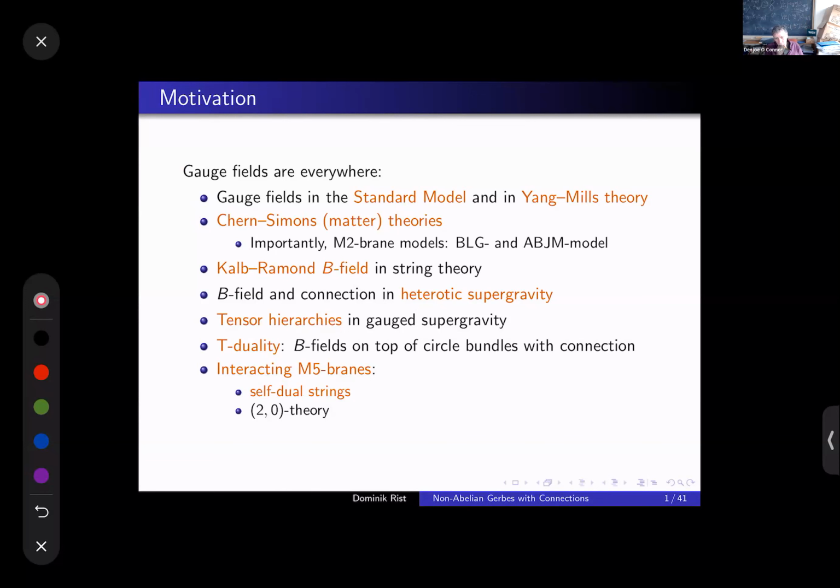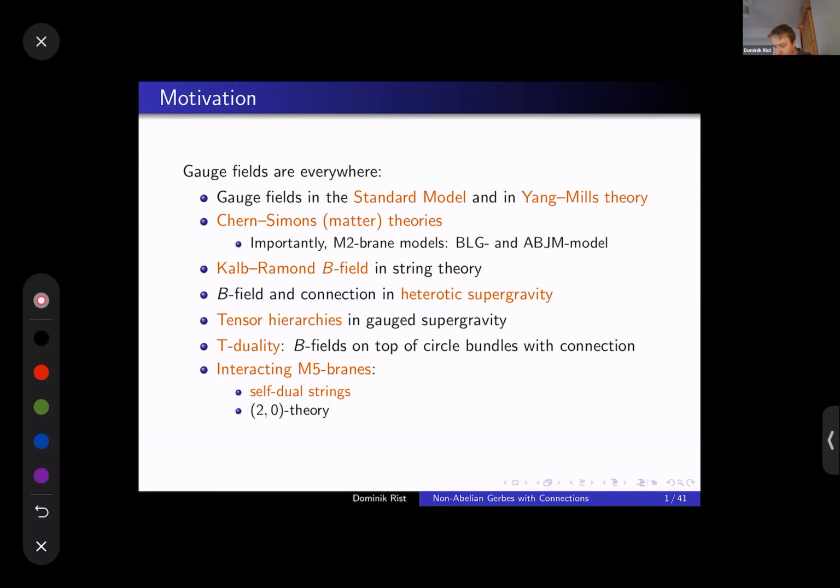So these are mainly ordinary gauge theories. We are working with a connection on an ordinary principal bundle, and this is the geometric framework that we use to formulate such theories. Then we also have some higher forms appearing in string theory, such as the Kalb-Ramond B-field, which is very well known, or the B-field in heterotic supergravity, and a whole tower of higher form fields appearing in tensor hierarchies in gauged supergravities.